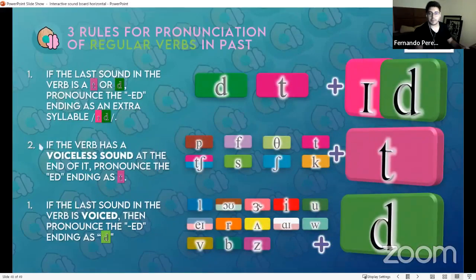This is the best way to memorize. 1. If the last sound in the verb is a T or a D, pronounce the ED ending as an extra syllable. 2. If the verb has a voiceless sound at the end of it, pronounce the ED ending as T. The E is silent. And 3. If the last sound in the verb is voiced, then pronounce the ED ending as D. With this information, it becomes easy peasy Japanesey.